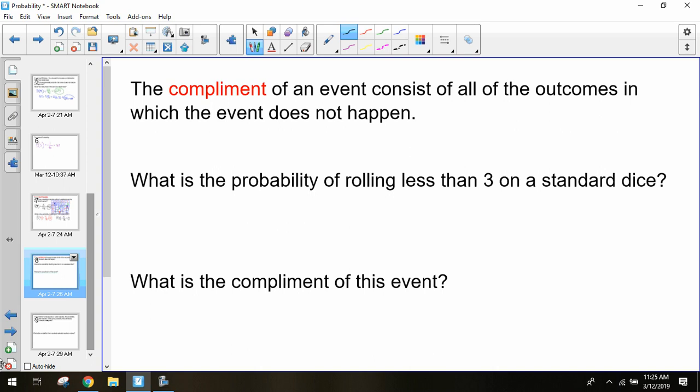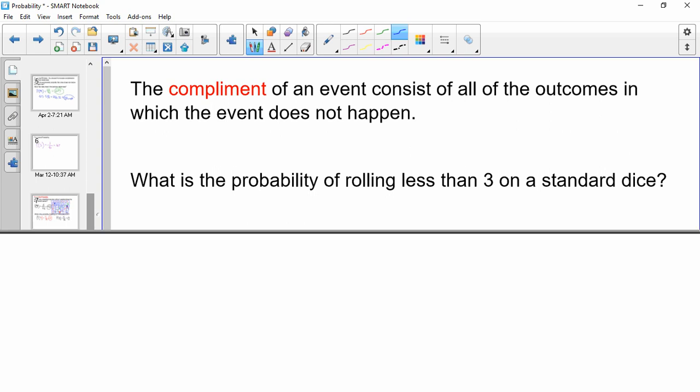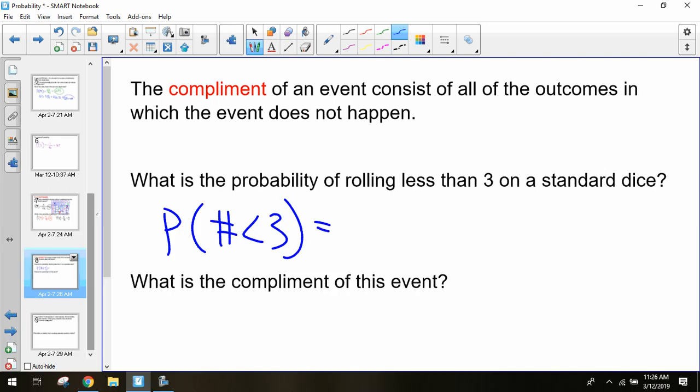So looking at this, we want to figure out what is the probability of rolling less than a 3 on a standard dice. The probability of getting a number that is less than 3. Well, the only numbers that are less than 3 on a standard dice are 1 and 2. So I have 2 out of 6 chances, which is just a 0.33 probability. Are we okay with that so far?